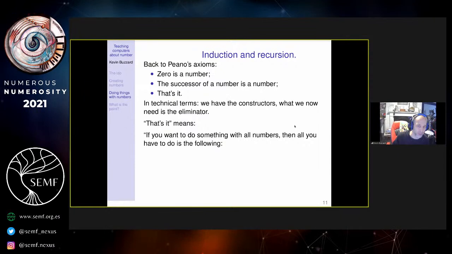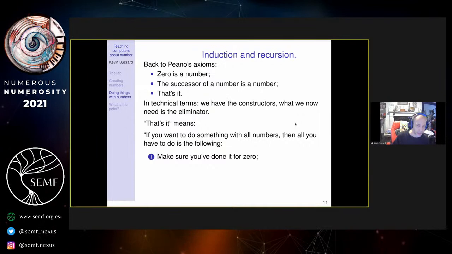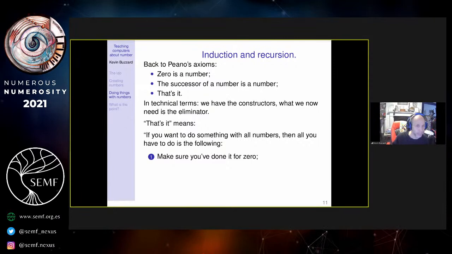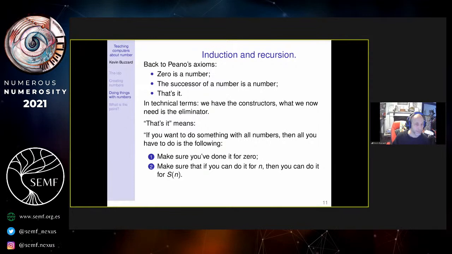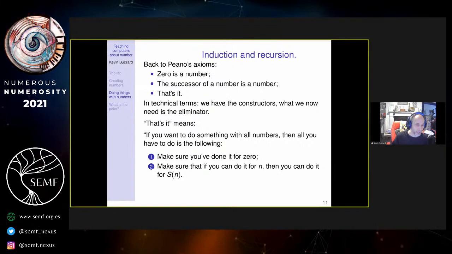Firstly, you have to make sure you've done it for the first number, zero, because that's one way that numbers can be created. We can create numbers by saying zero is a number. And secondly, there's this successor way of creating numbers. So if we want to do something for all numbers, we'd better make sure that if we can do it for n, then we can do it for the number after n. We better make sure that we can do those two things, because those are the two ways that we can make numbers.